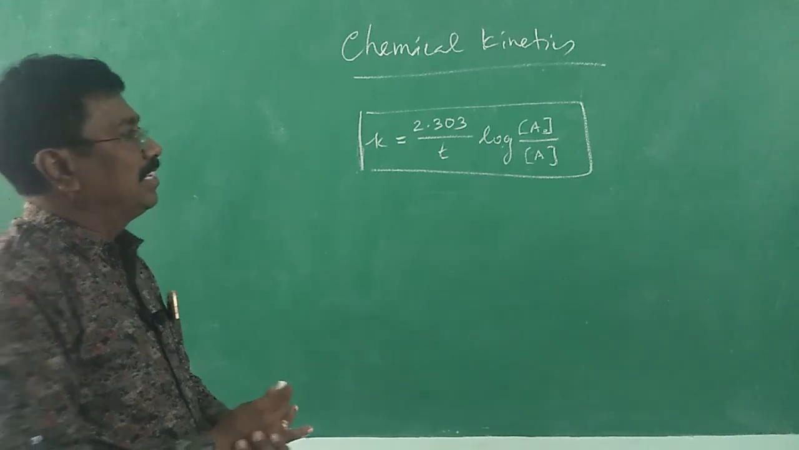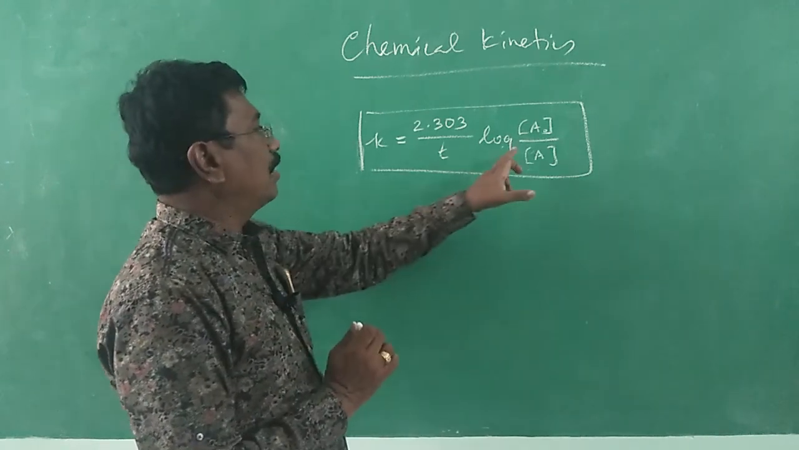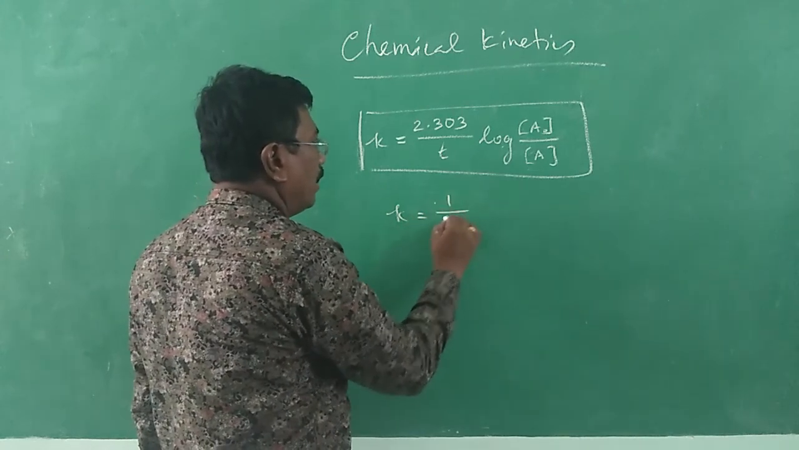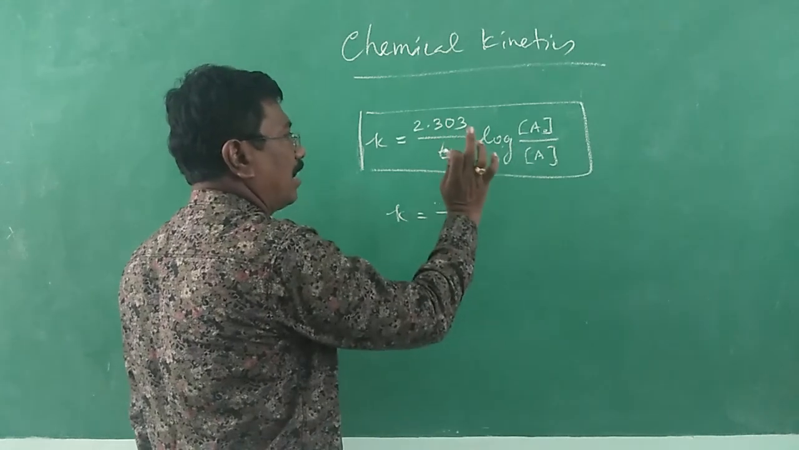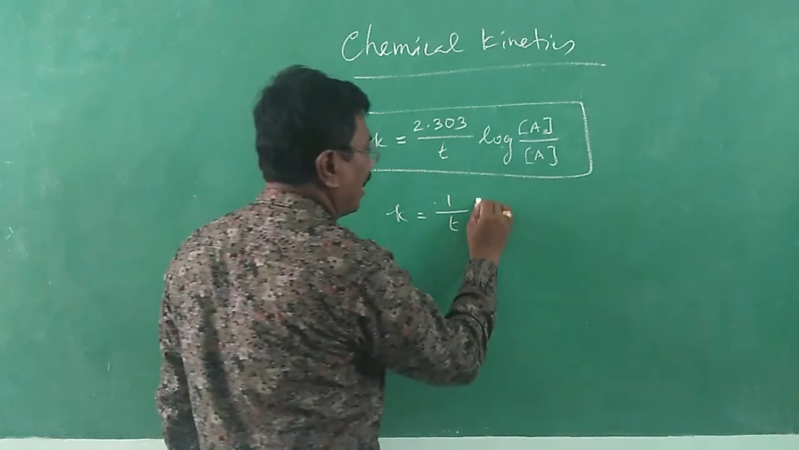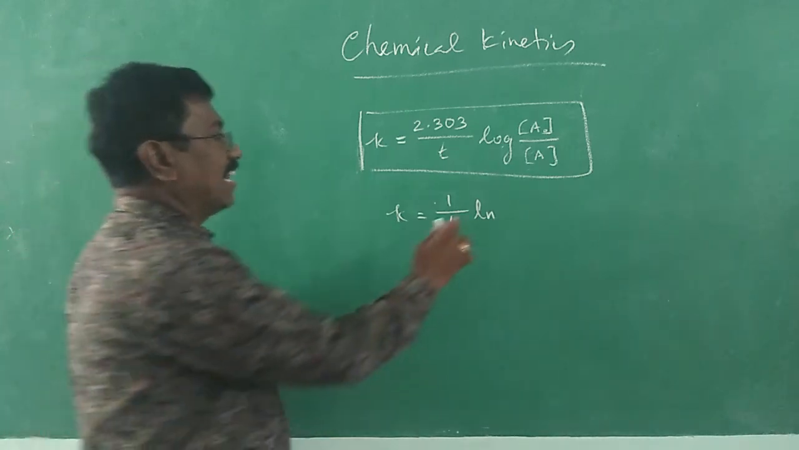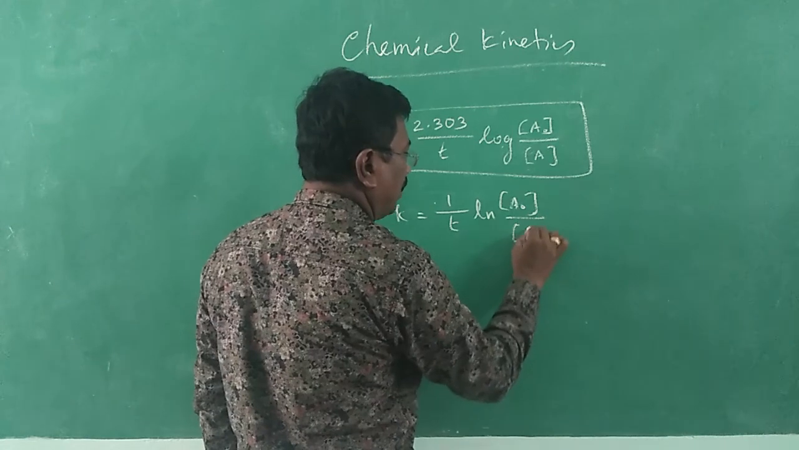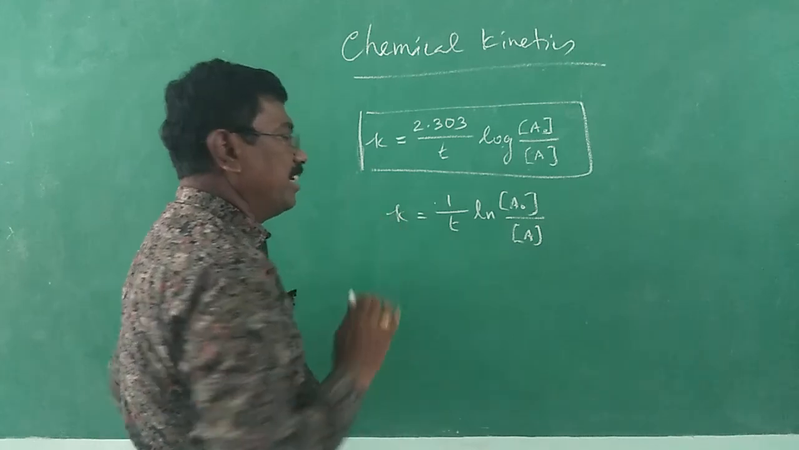Suppose we take the natural logarithm, that is logarithm to the base e, instead of logarithm to the base 10. The factor 2.303 is introduced to convert natural logarithm into common logarithm, that is logarithm to the base e into logarithm to the base 10. So it will be k equals 1 by t ln A0 by A, where A0 is the initial concentration and A is the concentration at time t.